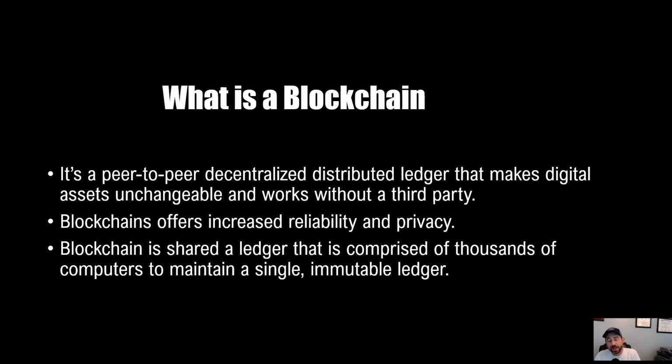So what is a blockchain? We kind of talked about this already a little bit. It's a ledger, we know that, but it's a little bit more than that. It's a peer-to-peer, decentralized, distributed ledger that makes digital assets unchangeable, or immutable is another word for unchangeable, and works without a third party. There was a lot in that one, so we're going to start breaking down what that actually means piece by piece, but just understand that is the big definition of what a blockchain is. Now, blockchains offer increased reliability, and they offer increased privacy through the cryptography piece.